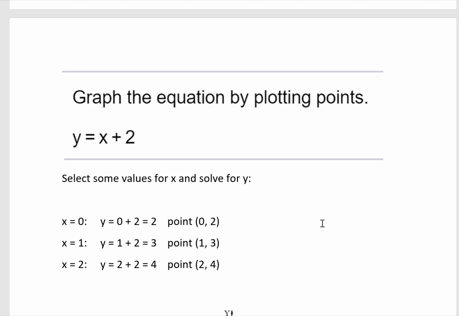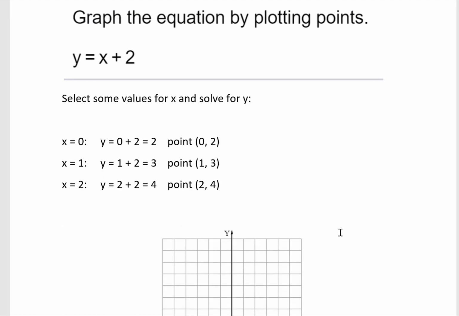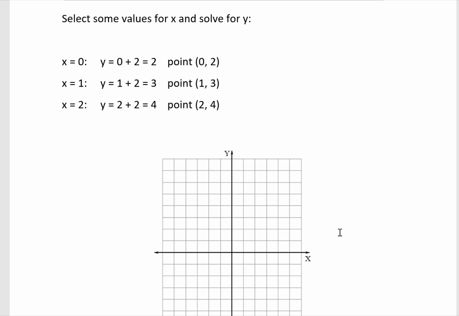And although I only need 2 points to graph a line, I like to select a third point as a checkpoint just to make sure I've drawn the line correctly. And I selected x equals 2, y equals 2 plus 2 equals 4, so the point 2, 4 is on the line. So I've got a little grid down here, and I can go ahead and plot my points.